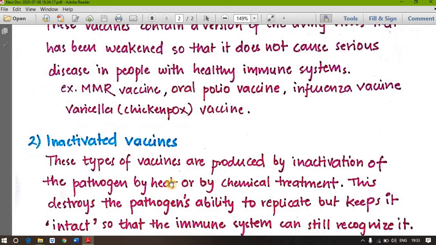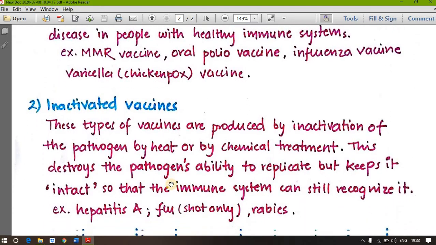Next is inactivated vaccines. These types of vaccines are produced by inactivation of the pathogen by heat or by chemical treatment. This destroys the pathogen's ability to replicate, but it keeps the pathogen intact, in its undamaged form, so that the immune system can still recognize it and make particular antibodies against it. Examples are hepatitis A, flu, and rabies.